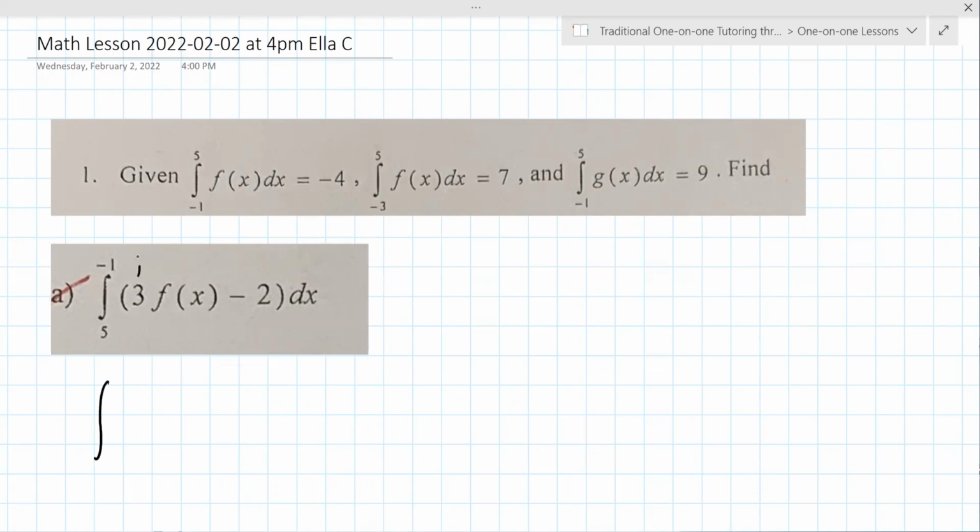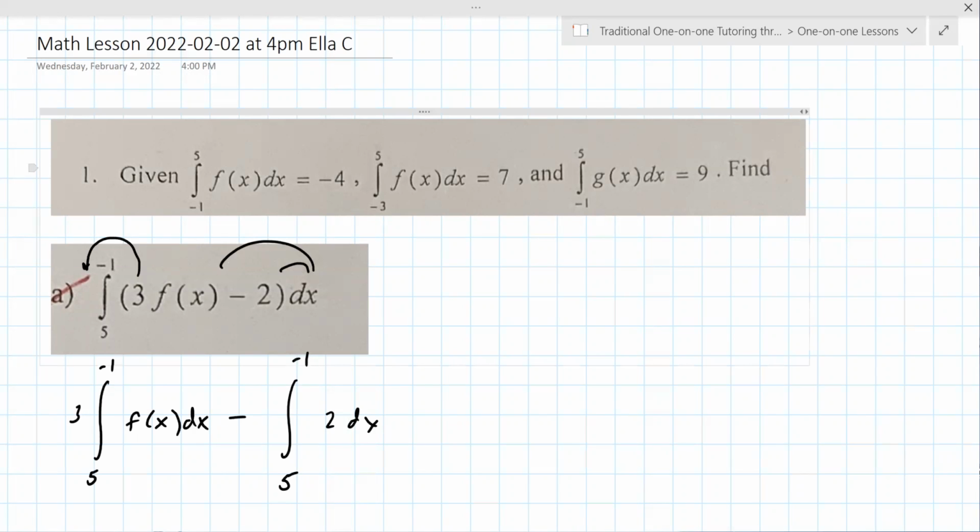You bring this 3 out, so it's 3 integral from 5 to -1 f of x minus the integral from 5 to -1 2, and then the dx goes with both of these. It's almost like it distributes in also. Okay. And I'm not sure if you did that or not. I didn't. Did not. Okay. Now we go to actually what's given.